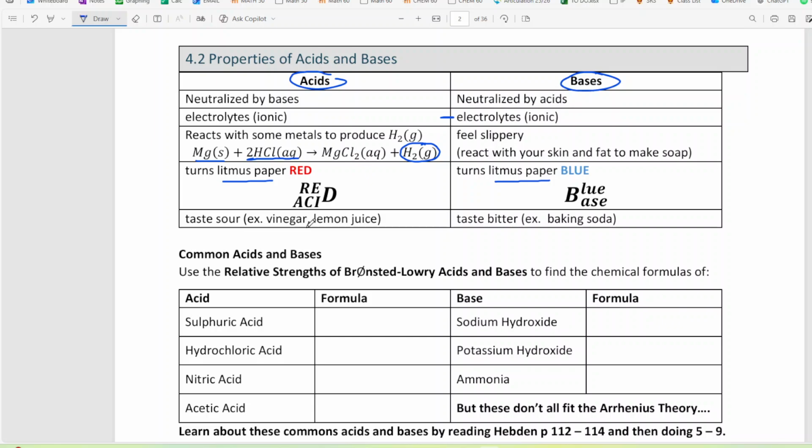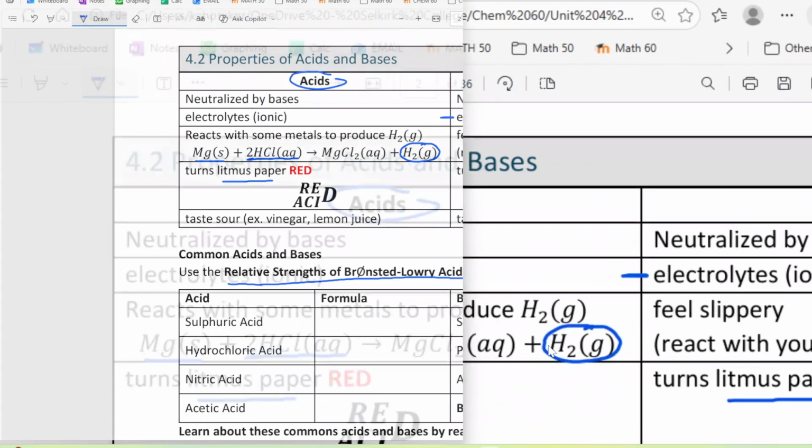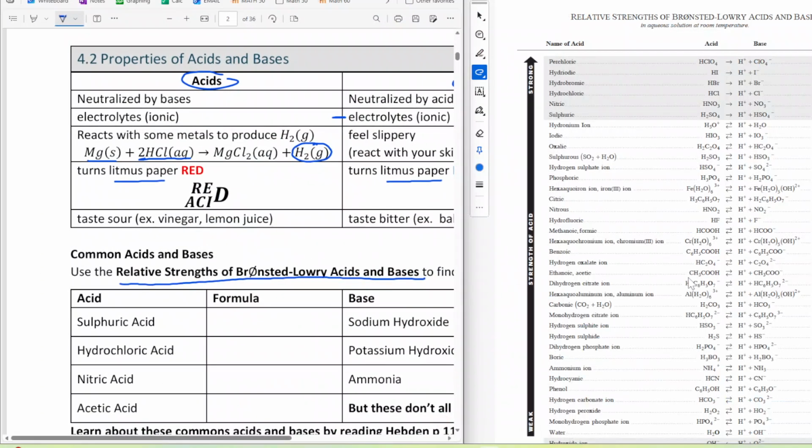Another thing that's really important is to be really familiar with some of the most common acids and bases. So, what I want you to start using is something called the relative strengths of Brønsted-Lowry acids and bases table. In our information booklet, we have on page 7 this chart, called the relative strengths of Brønsted-Lowry acids and bases. Now, don't worry about the Brønsted-Lowry, you're going to learn it in another lesson.